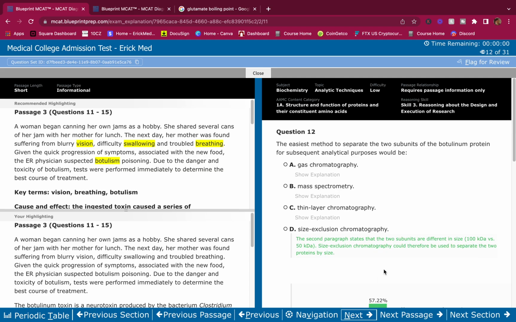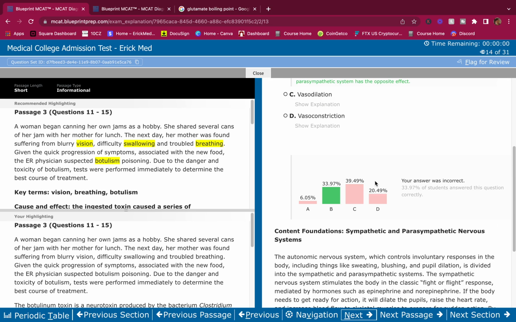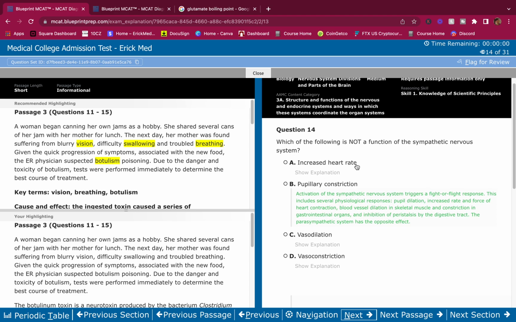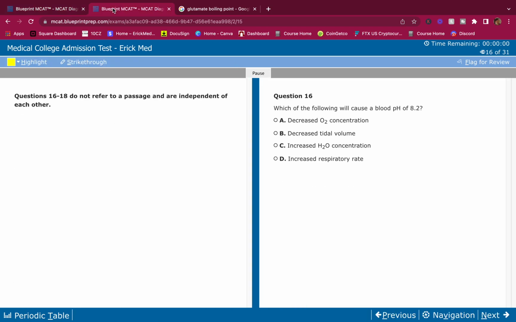Bam. Correct. Correct. Correct. I'm confident in all my answer choices. I know this is correct as well. That's annoying. See, look, people got it wrong here. Only 33% of students got this right. It's a little unfair, this question. Correct. That's how we do it, guys.